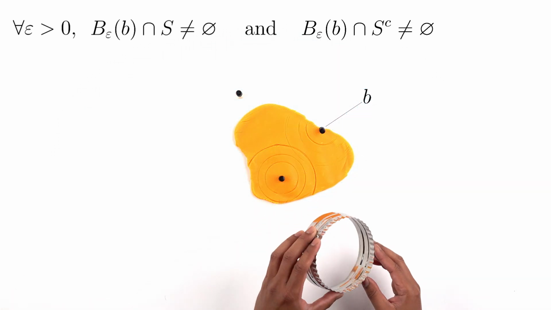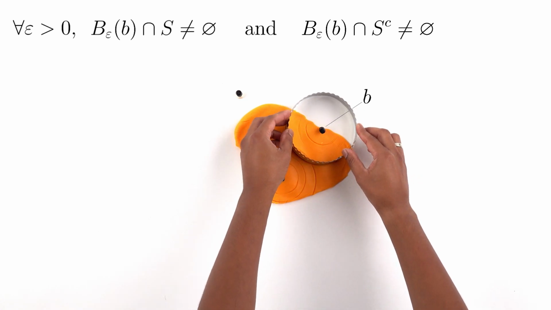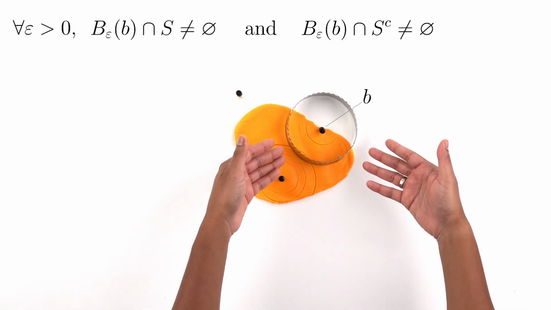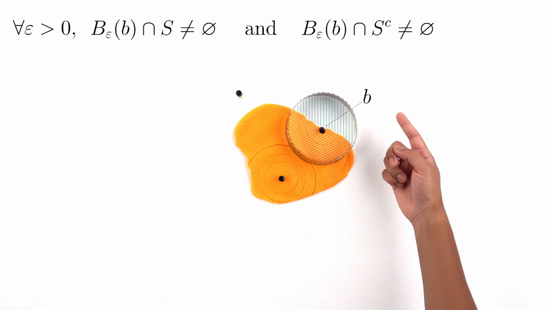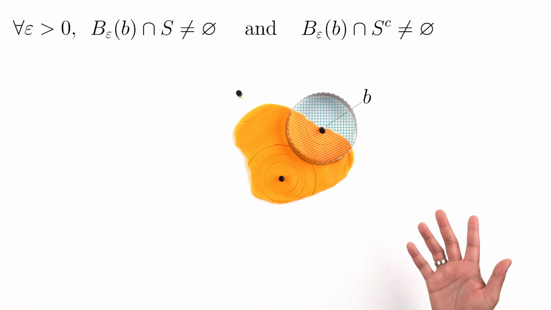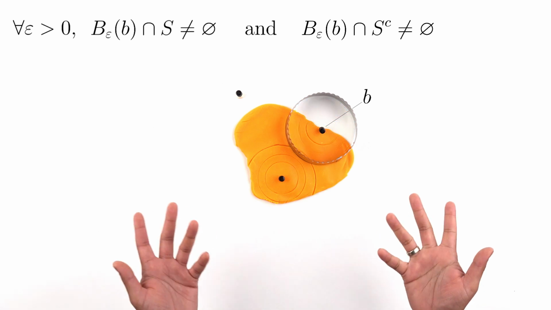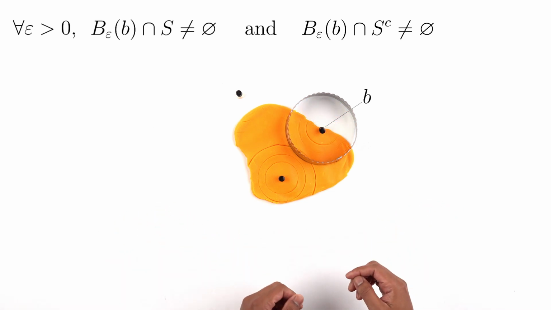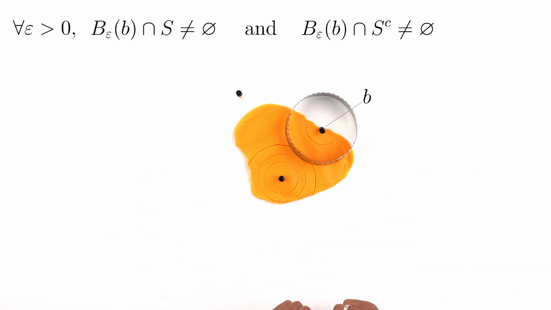This cookie cutter will create an open ball when I place it with the point B at the center. Looking inside the open ball, some of it is mango and some of it is not. In other words, the intersection with S and S complement are both non-empty. Does this mean B is a boundary point? Not yet. We technically need to check every epsilon greater than 0.